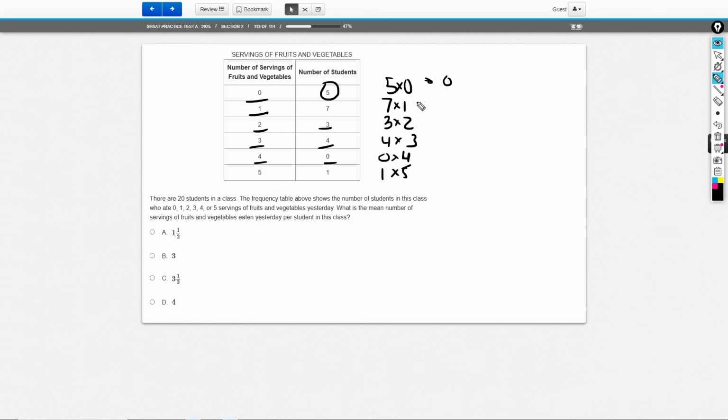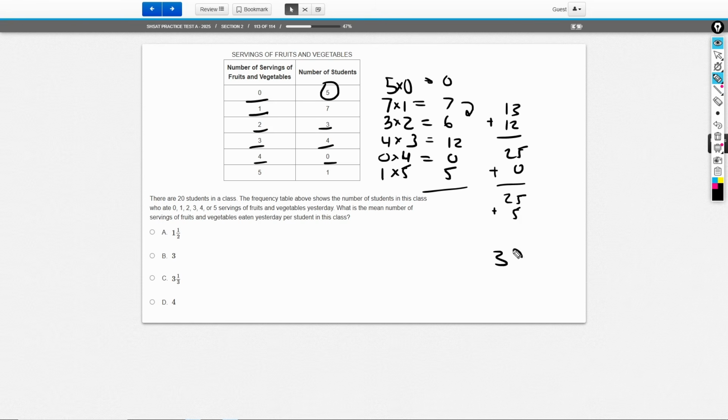So this is equal to 0. This is equal to 7, 6, 12, 0, and 5. And we have to add all these up together. So 7 plus 6 is 13. 13 plus 12 is 25. 25 plus 0 is 25. And 25 plus 5 is 30. So the total sum of all servings is 30.